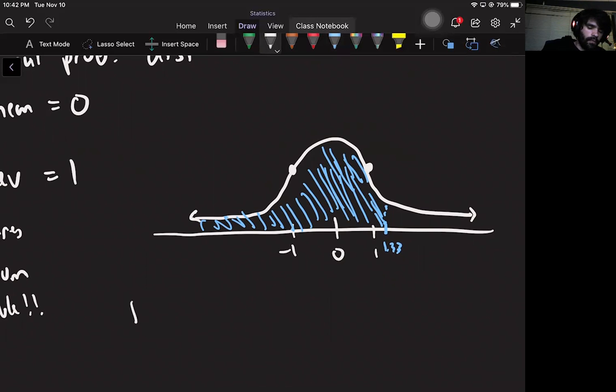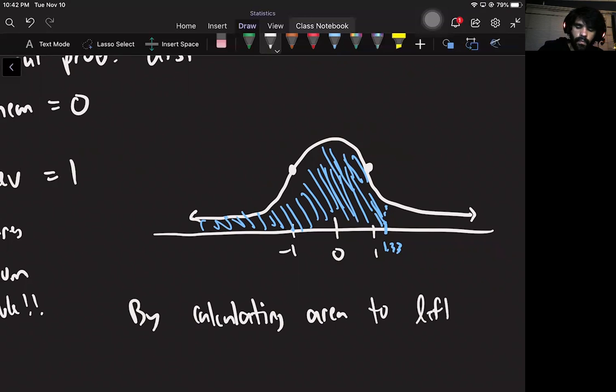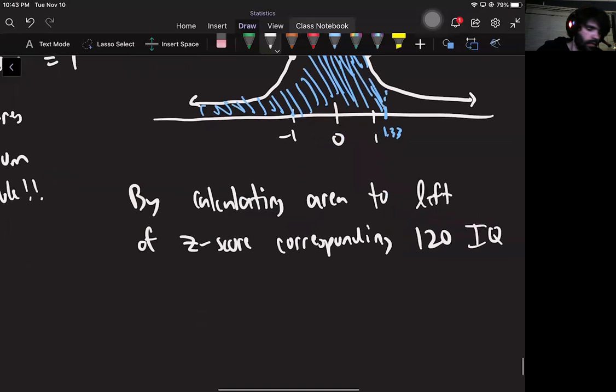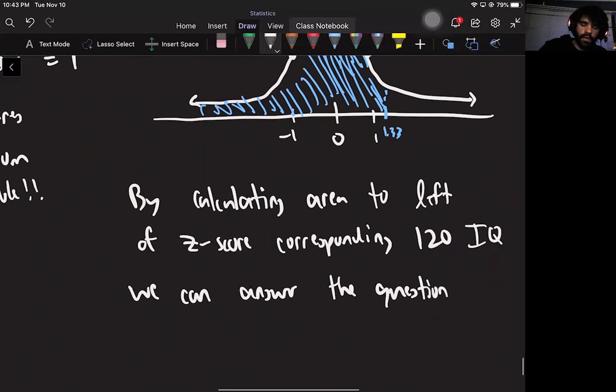Okay, so let me write that out. By calculating the area to the left of this z-score, which is not just some random z-score, but it's the z-score corresponding to 120 IQ, we can answer the question. The two areas are the same.